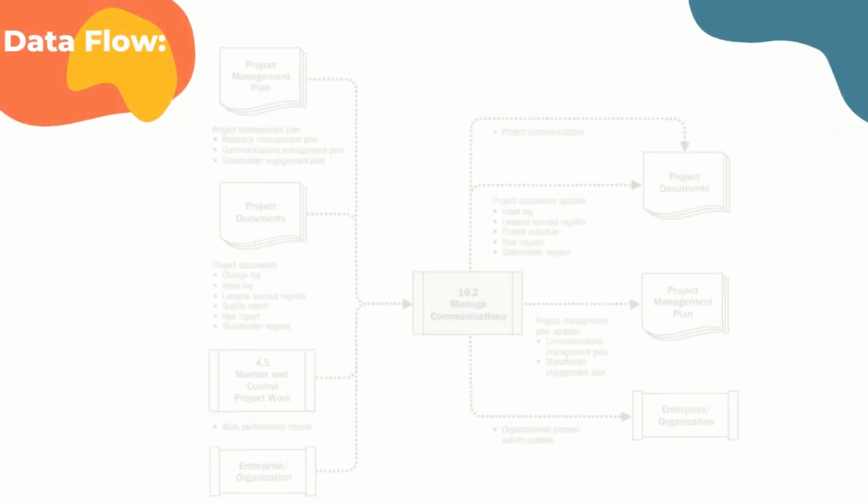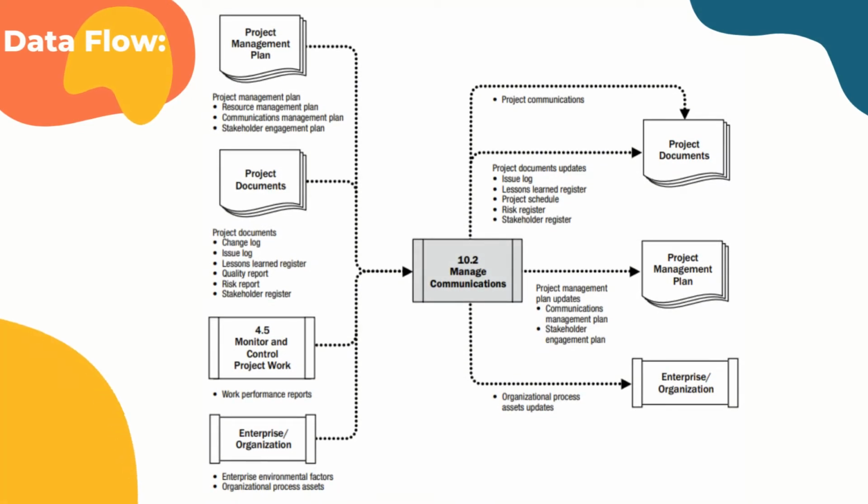Data flow. The main inputs of this process are project management plan, project documents, monitor and control project work, and enterprise environmental factors. And outputs are project documents, project management plan updates, and organizational process assets, as shown in the data flow diagram.